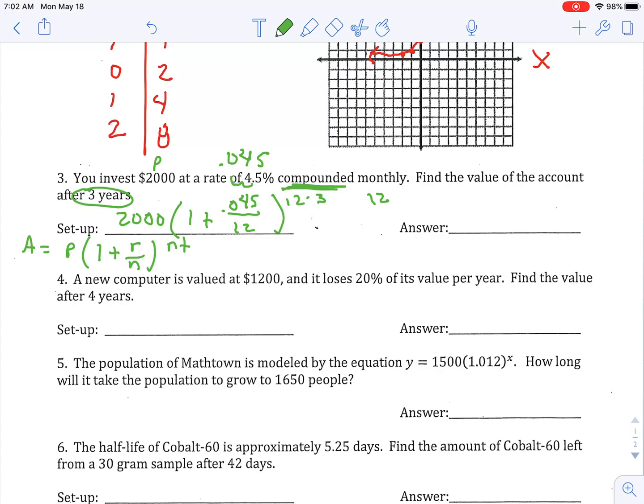That's your equation. That's what you should be. You're going to have to do that on the quiz, give the setup and then the answer. So now go ahead, pause the video, and see if you can come up with the correct answer.